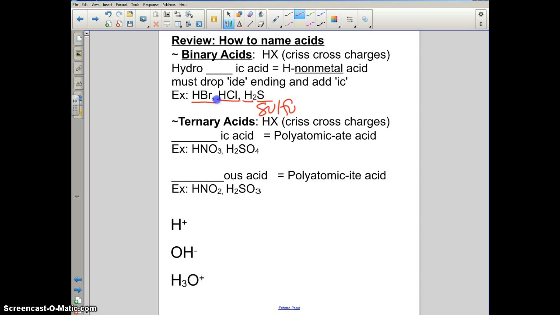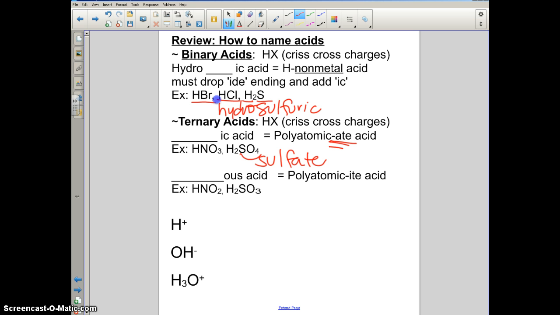So it's sulfuric, but it's got the hydro in the front, and that's how you know that it's just a binary acid. But the difference between sulfuric acid and hydrosulfuric acid is sulfuric acid will have the polyatomic sulfate on it as well as the H's. However, the sulfate ending will always change to an ic.